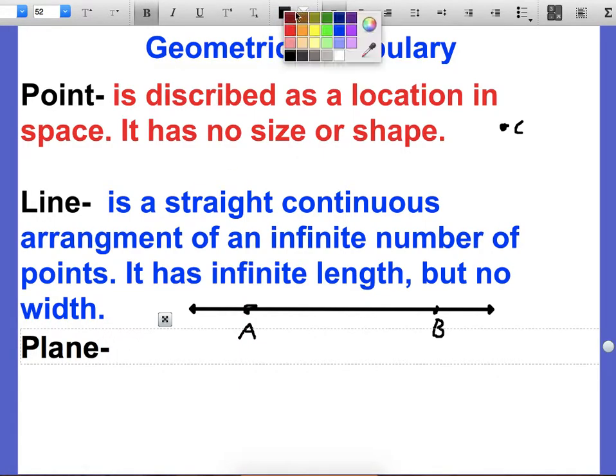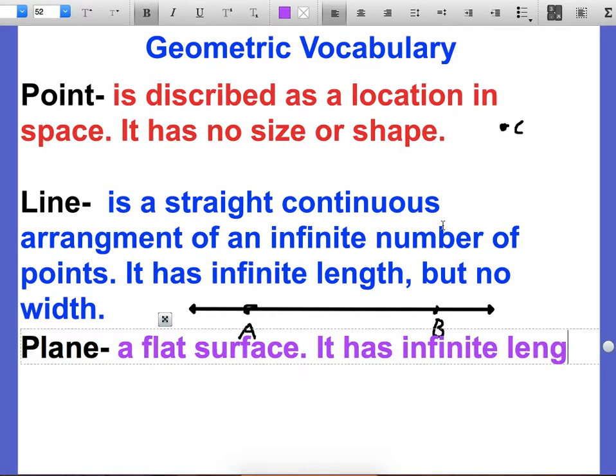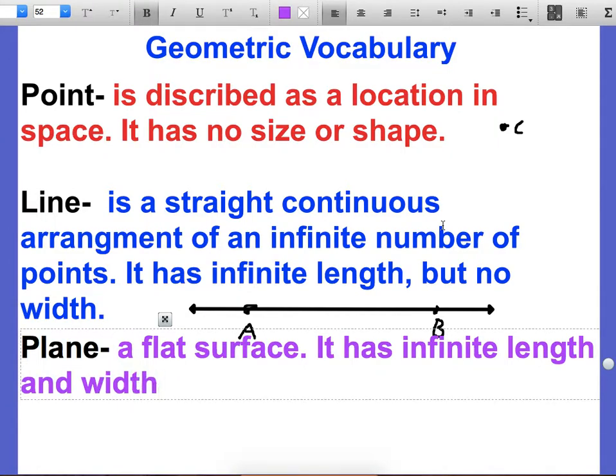Let's look at a plane. This one can be kind of confusing sometimes. I think of a plane as like a sheet of paper. The technical definition of it is a flat surface. It has infinite length and width, but no depth. So think of like a sheet of paper, but not having any thickness to it.